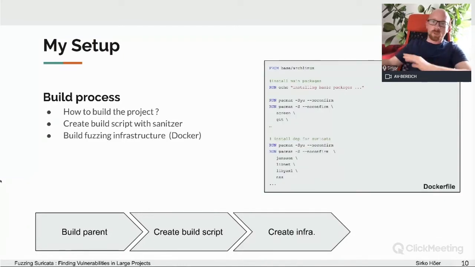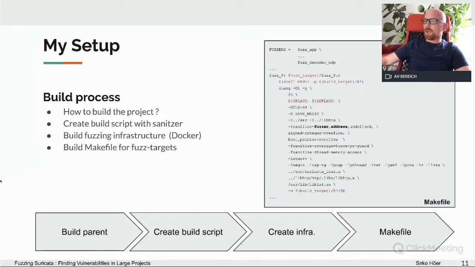The next step in my setup process is that I create a Dockerfile to install all dependencies and make a clean environment. That's nearly the same thing that Google's OSS-Fuzz does. And the last step of my setup process is to build my own makefile to combine all commands and to build the fuzzers themselves.